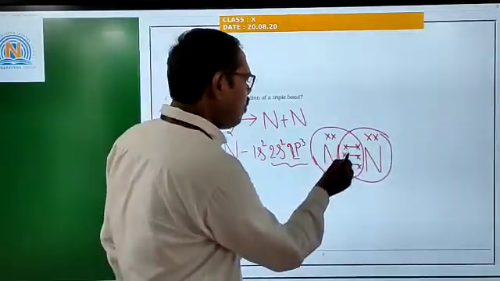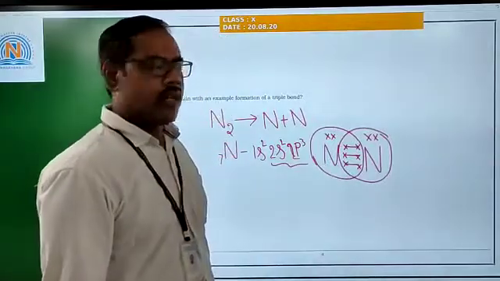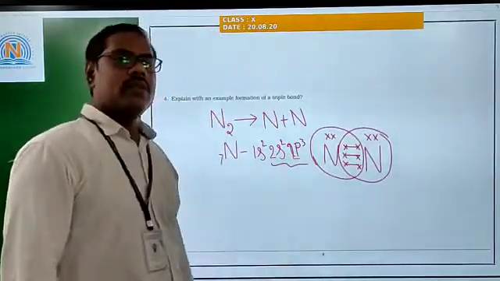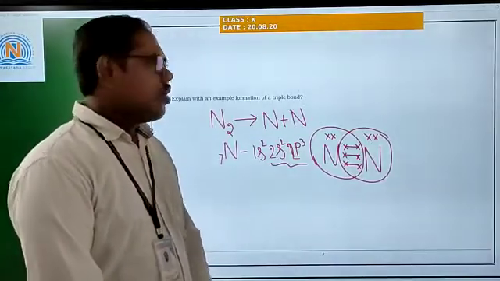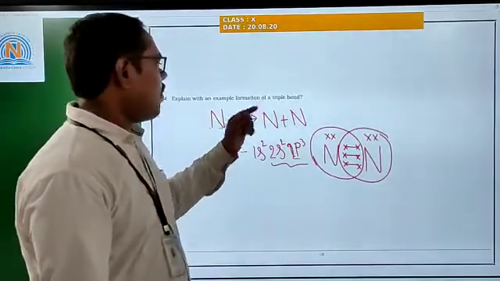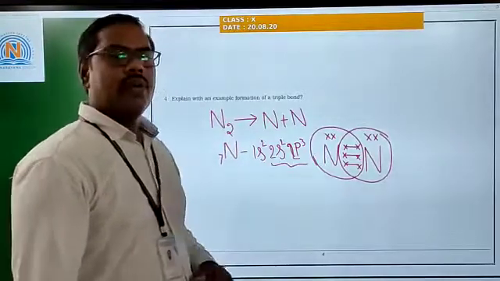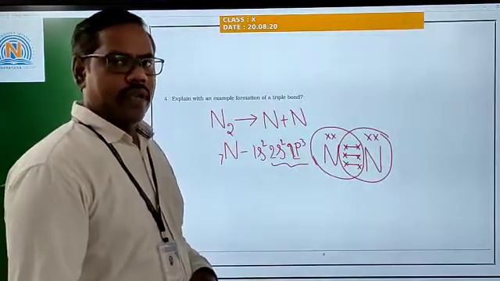Here total 1, 2, 3. 3 bonds are present between the two atoms. That is called a triple bond. So the example for the formation of the triple bond is the nitrogen molecule.